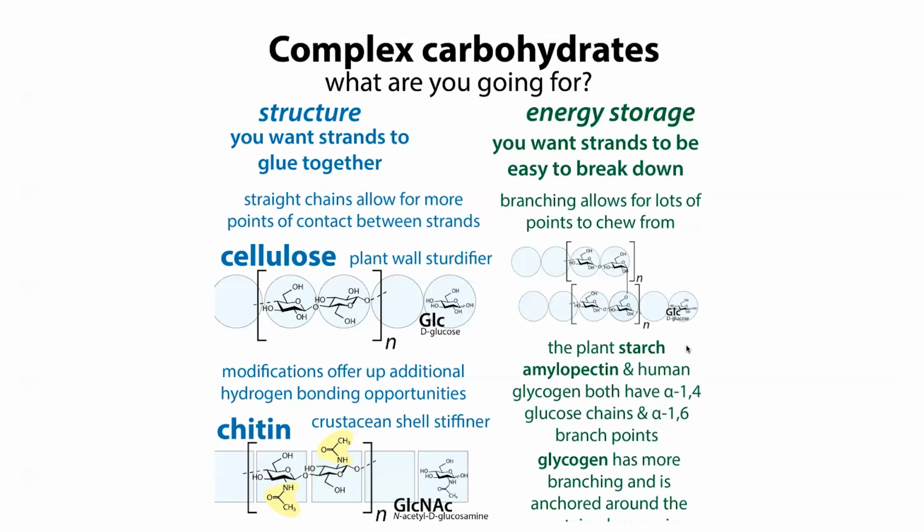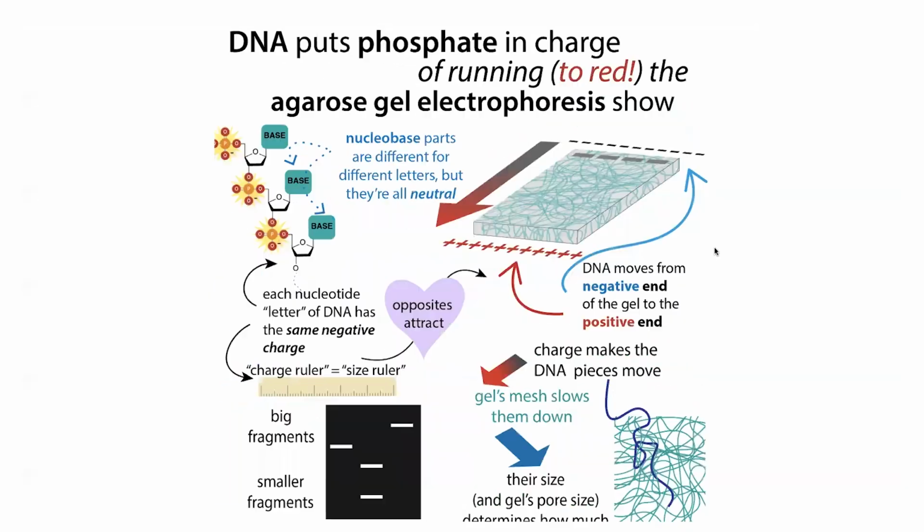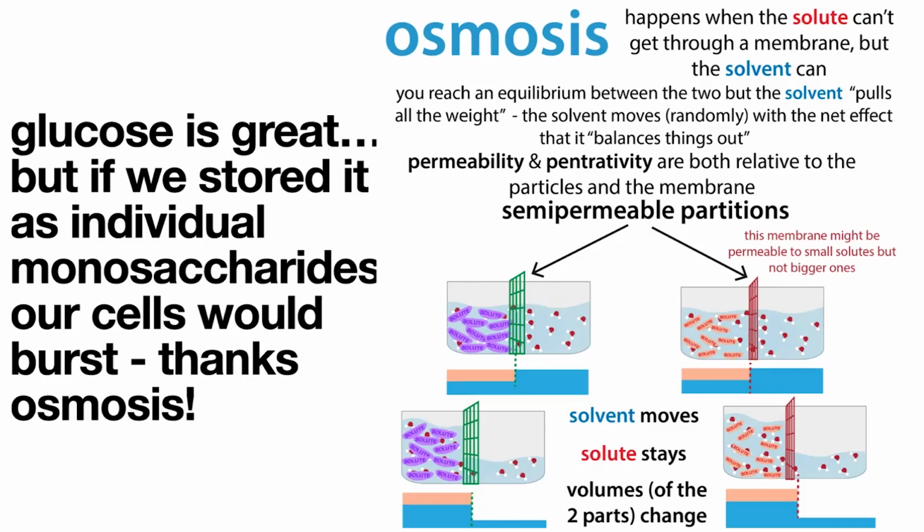So when you compare the starch amylopectin and human glycogen, they both have alpha 1,4 glucose chains and alpha 1,6 branch points, but glycogen has more branching. And what's really cool is it's actually anchored around a protein called glycogenin. Glucose is really great. We can break it down for energy, and it's a main way in which we store energy in our bodies. But if we were to store it as glucose, that would be a big problem because of osmosis. If you had a bunch of individual sugar units, thinking back to colligative properties, all those individual sugars would dilute out the water in a way. And so the water would move into the cells thanks to osmosis.